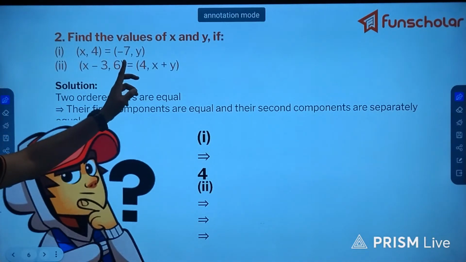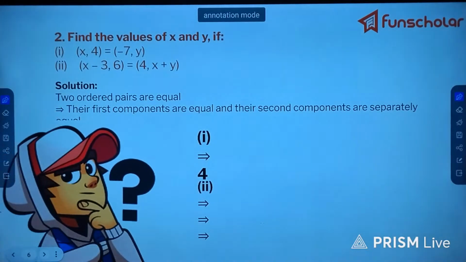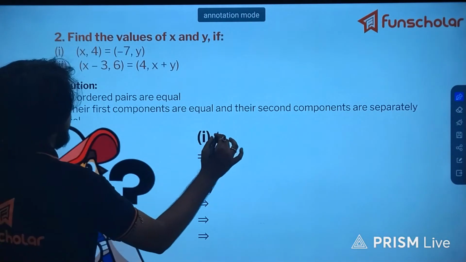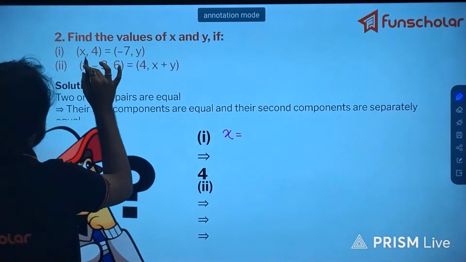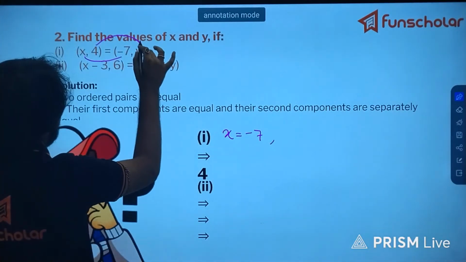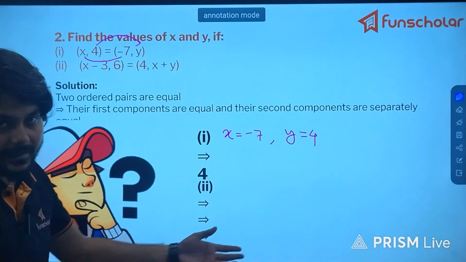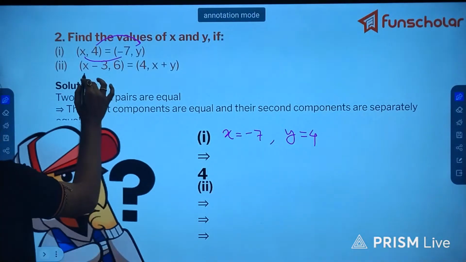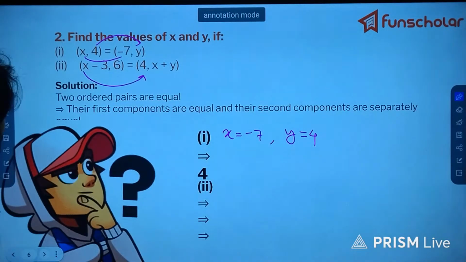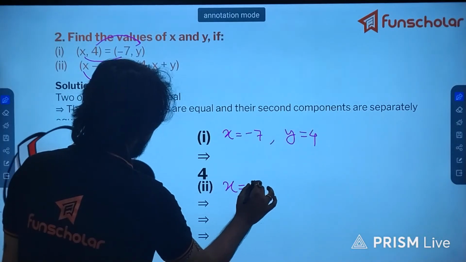Find the values of x and y if (x, 4) equals (-7, y). See, this is very easy. X will be -7 as both are the first component, and the value of y will be 4 as both are the second component. Here the value of x is 4.